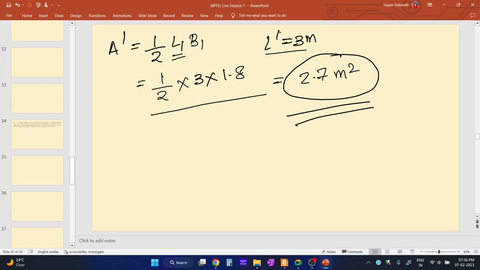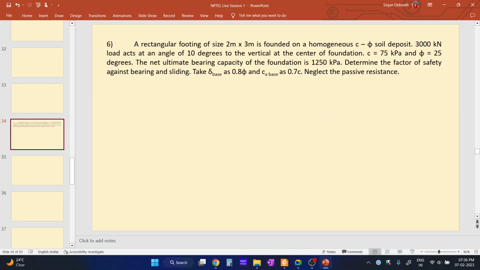Okay, so next question, question number 6. A rectangular footing of size 2 meter by 3 meter is founded on a homogeneous C-phi soil deposit. This one is B, this one is L.